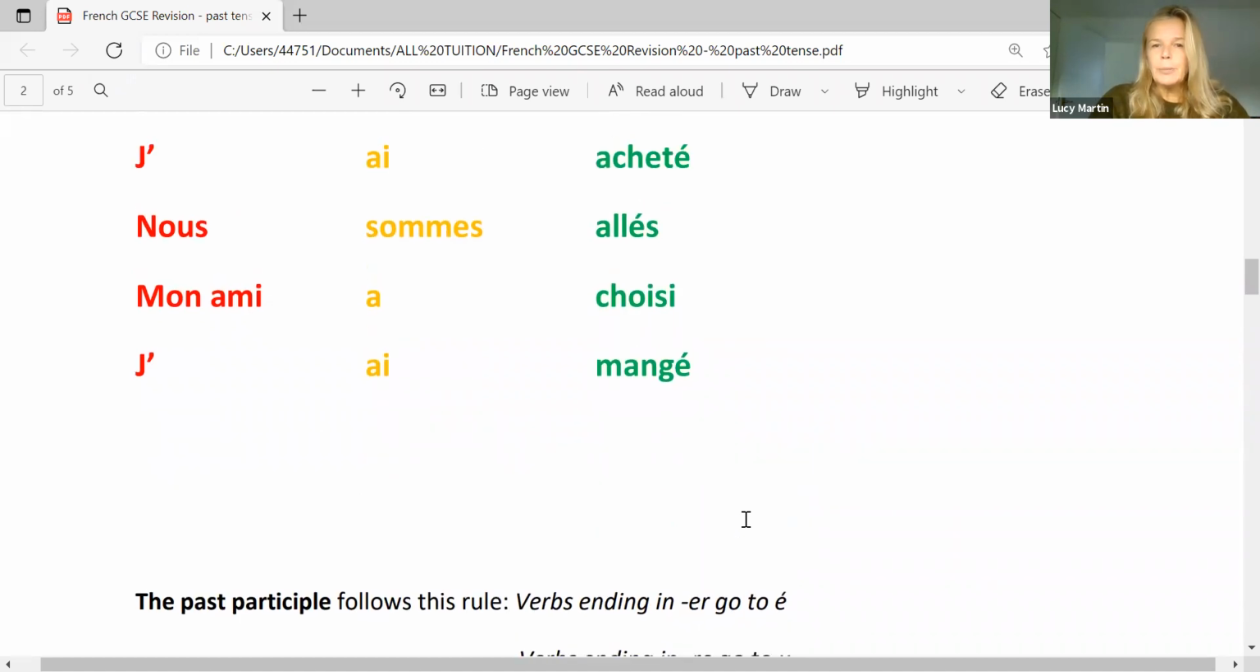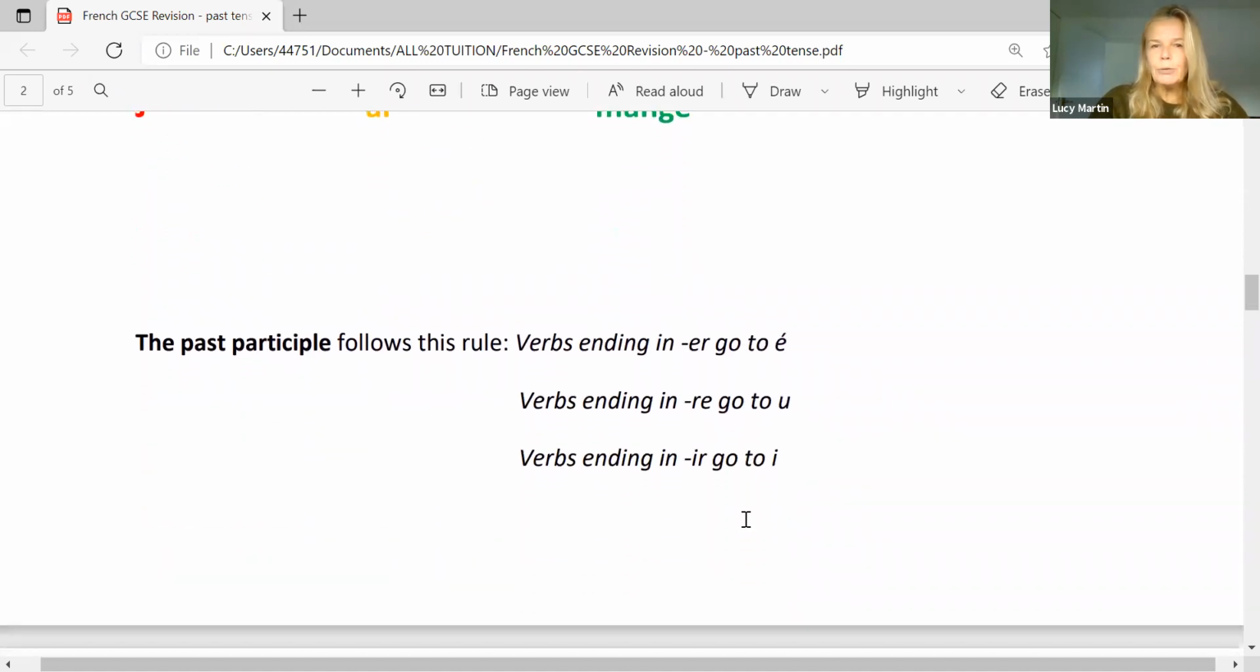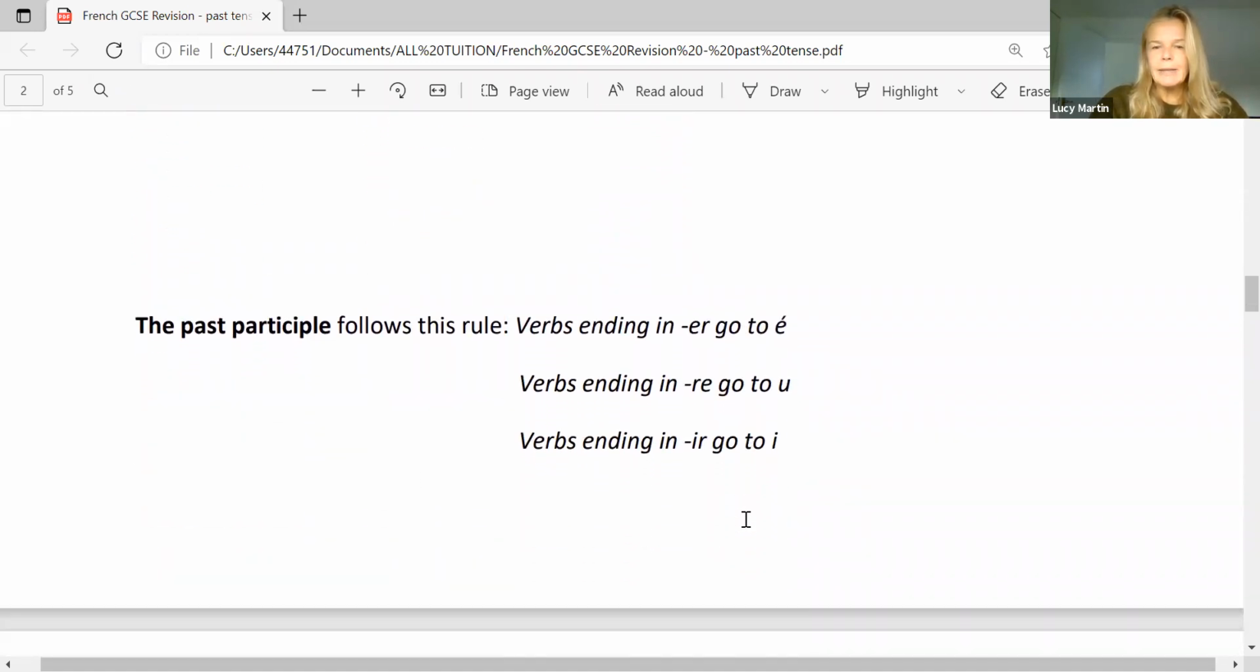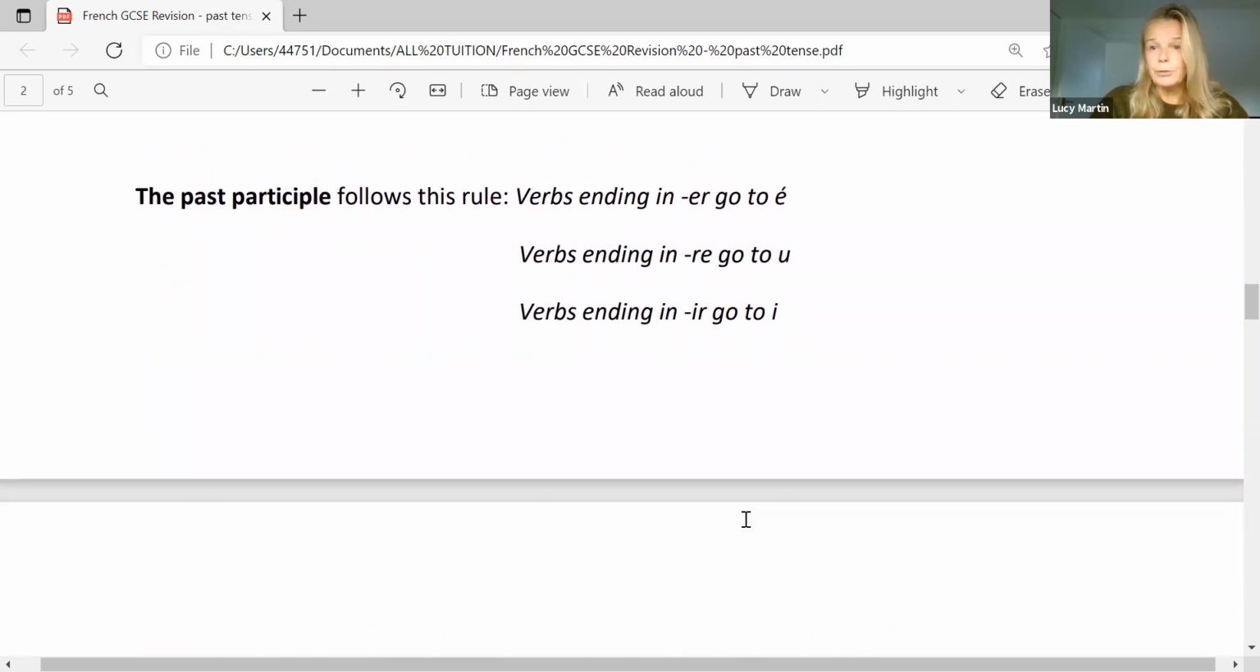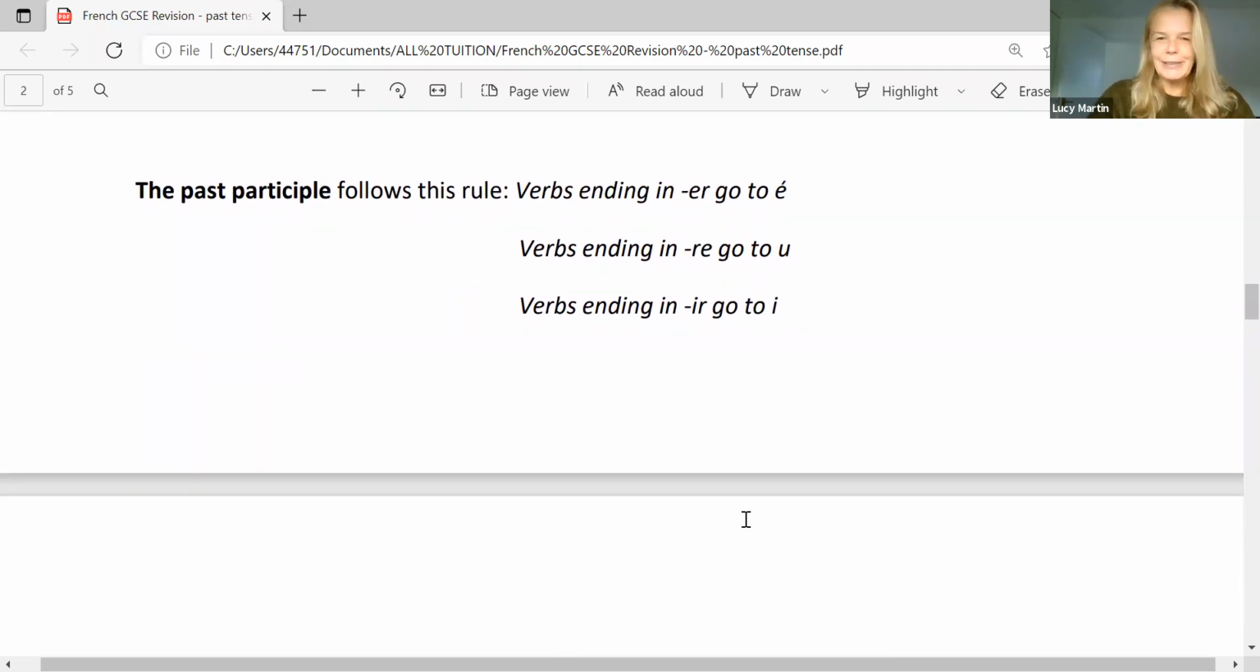The green one, the past participle, the main verb we're talking about, is made like this. You take the ER verb, you take the ER off and put an E acute. If it's an RE verb, you take the RE off and put a U. And if it's an IR verb, you take the IR off your verb, like finir or choisir, and it just gets an I instead, so that's choisi or fini. That's the general rule, but funnily enough, this being French, there are a load of exceptions.